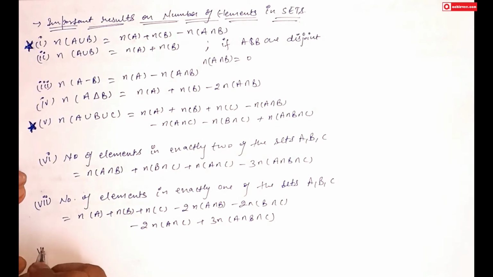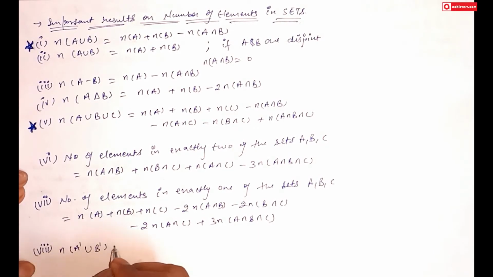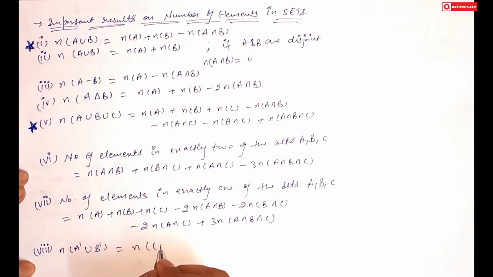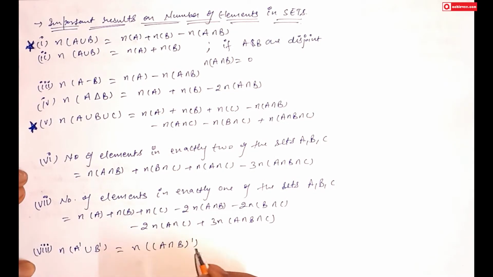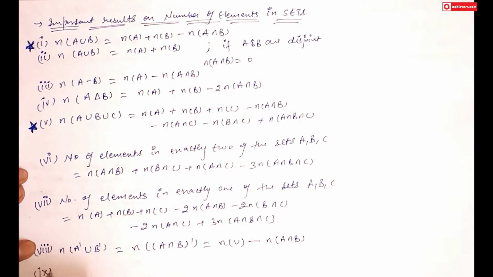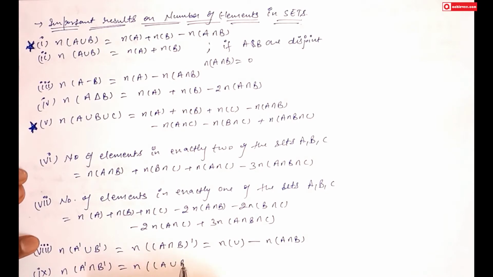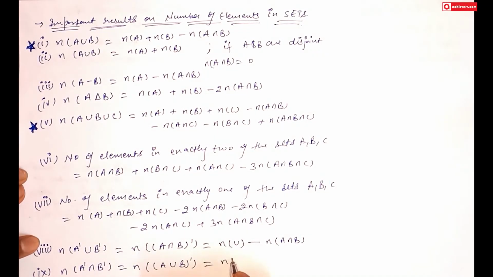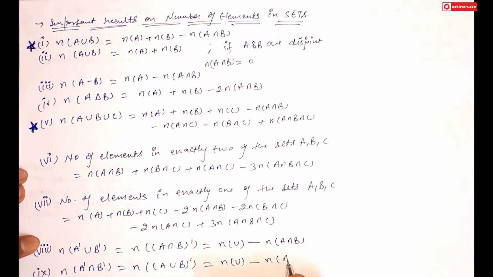Next is eighth one, n of A complement union B complement, that is equal to n of A intersection B whole complement, that is equal to n of universal set minus n of A intersection B. And ninth one is n of A complement intersection B complement, that is equal to n of A union B whole complement, which is equal to n of universal set minus n of A union B.